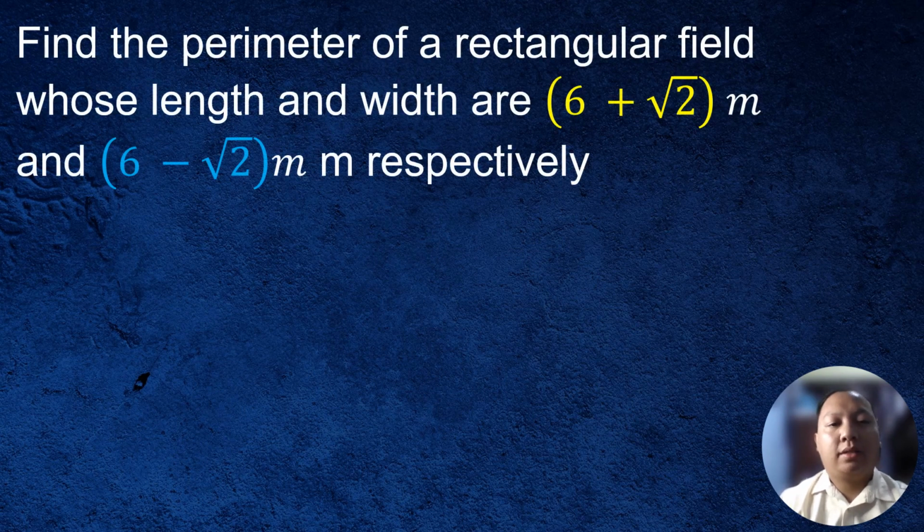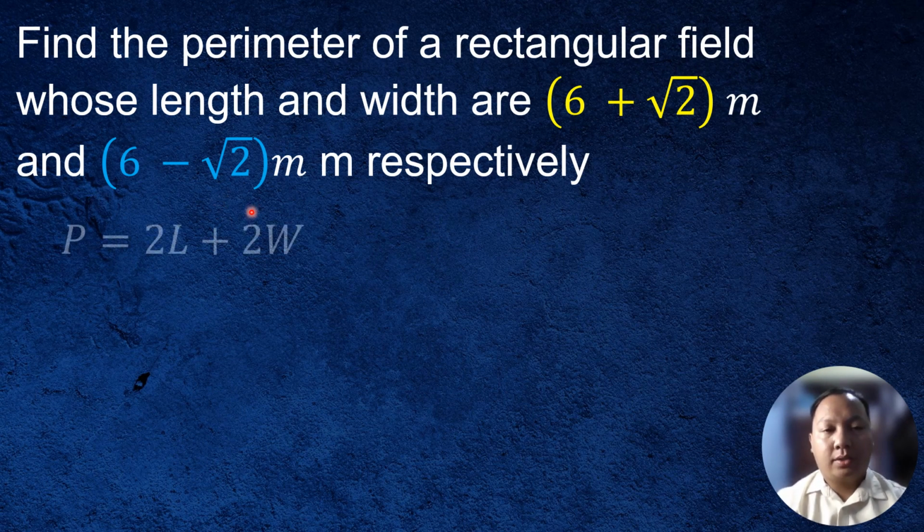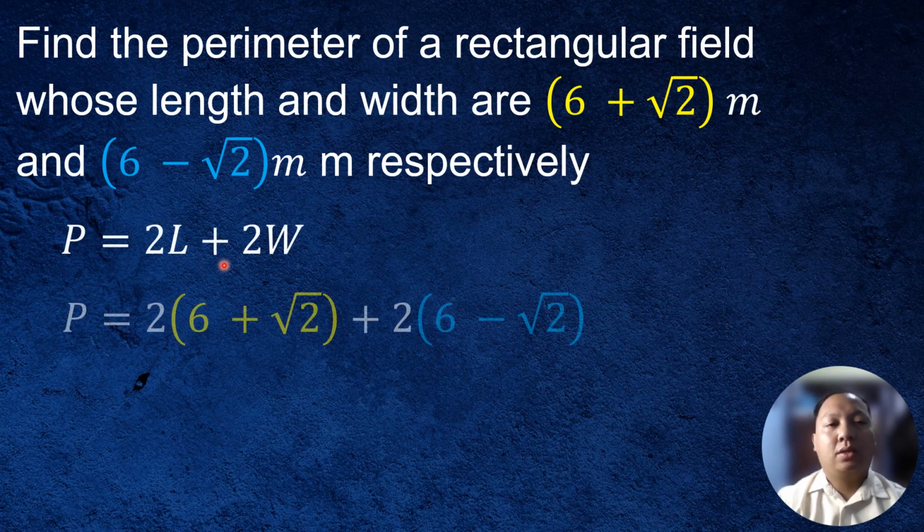Another sample problem. So again, the perimeter of a rectangular field whose length and width are 6 plus square root of 2 meters and 6 minus square root of 2 meters respectively. So again, the formula of the perimeter is 2 length plus 2 width. We will substitute the length, 6 plus square root of 2, and the width, which is 6 minus square root of 2, based on our formula. So this is the 2, and this is also the 2. Now, like what we did in the first example, we will take them one by one.